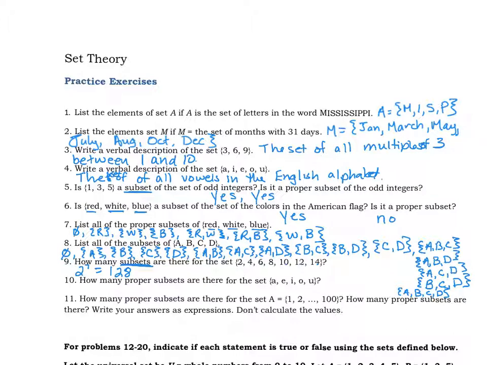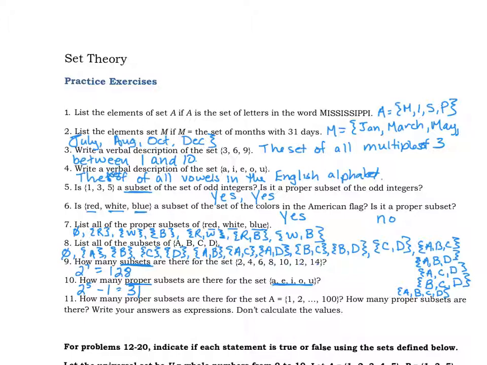Right, how many proper subsets are there for the set with elements A, E, I, O, and U in it? So that's 5. Remember, proper subsets means that we don't want this particular set right here, okay? So that's going to be 2 to the 5th power, and then we're going to have to take away 1, so that's 31.